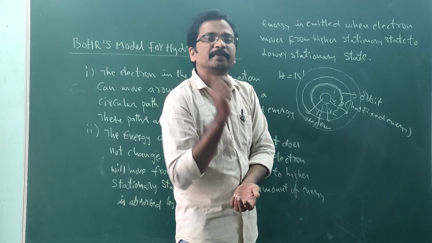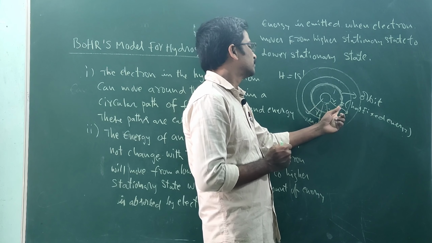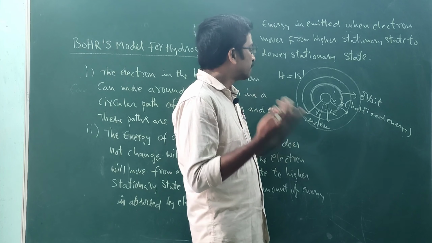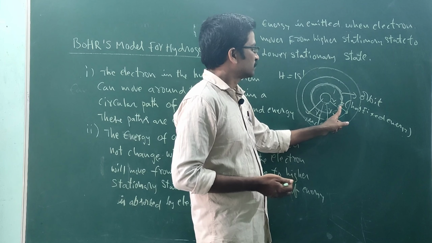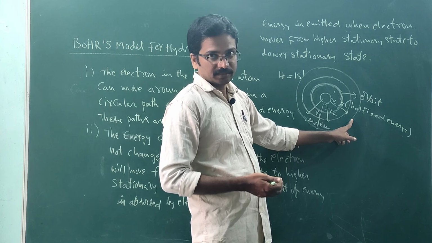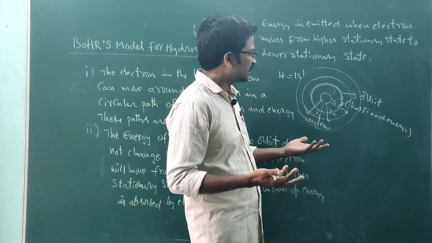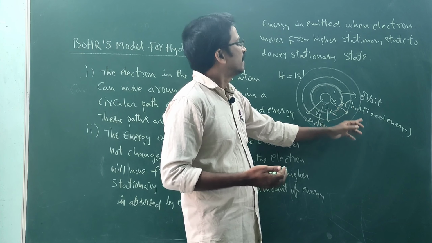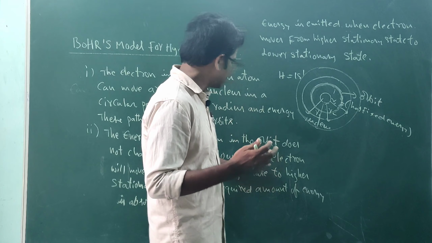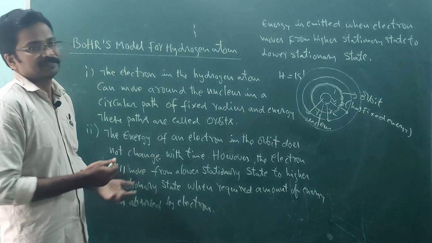If you have supplied limited energy, then the electron can only go from this level to this level. If you supply more energy, then the electron goes from this level to maybe this level. Because you have supplied more energy, the electron going to another level is also possible. This is the way they are saying.